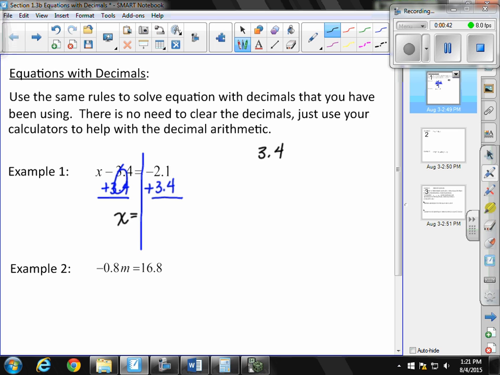if you're doing these by hand, I like to do the bigger number or the positive number on top and the smaller number below it. Line up your decimal points and then you can subtract. 4 minus 1 is 3, 3 minus 2 is 1. My answer: x equals 1.3.